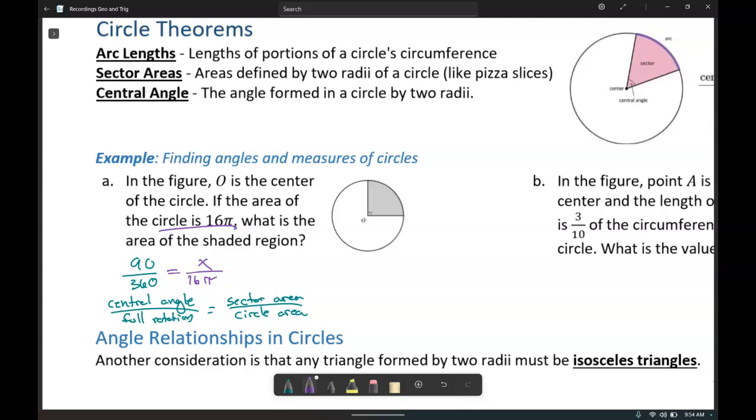So using a proportional relationship, we can simplify this ratio. We know it's going to be 1 to 4 equals x over 16 pi. And so we can solve this as 16 pi equals 4x. Therefore, x equals 4 pi. And so we know the area of the sector is 4 pi units squared.